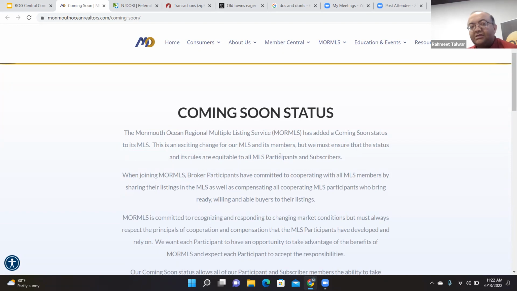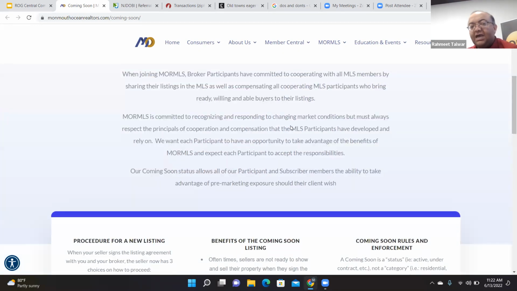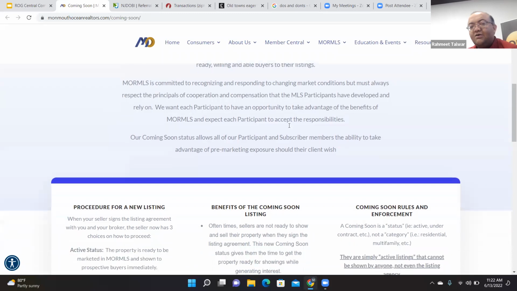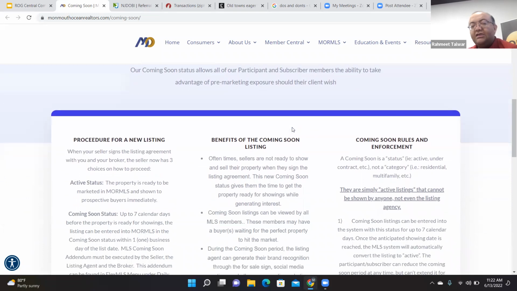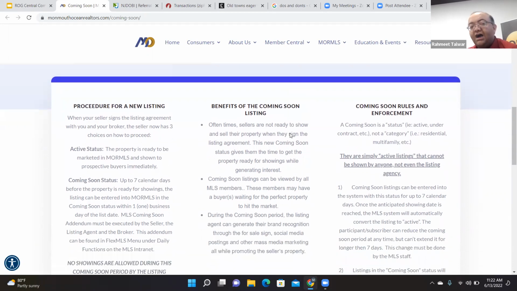This is the Monmouth coming soon status page. It goes well in depth onto what you cannot do, the benefits, and their enforcement. If you take a coming soon listing, it's very important to tell the seller that they cannot even show the home to anybody. If somebody drives by and wants to come in, they're not allowed to. Essentially, it's violating clear cooperation.